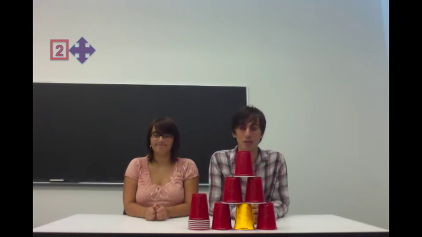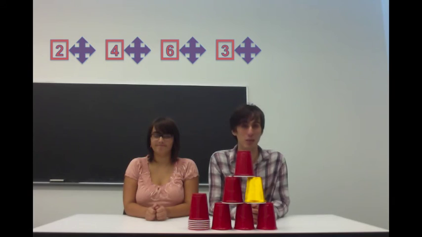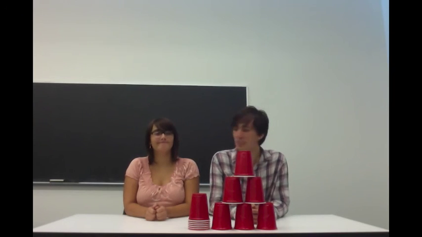Now, let's try encoding using our new symbol. How about we encode this tower? Let's start with the bottom row. First, we place a cup at 2, then a cup at 4, then a cup at 6. For our second row, we place a cup at 3 and a cup at 5. And for our top row, we place a cup at 4. Using this new function is easy.